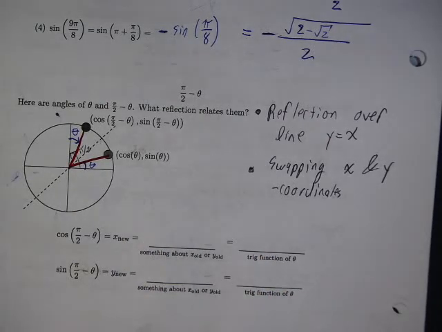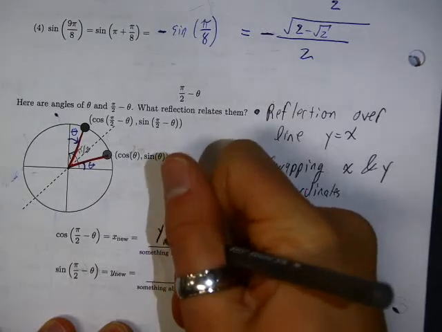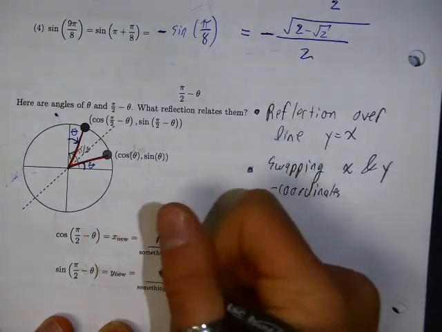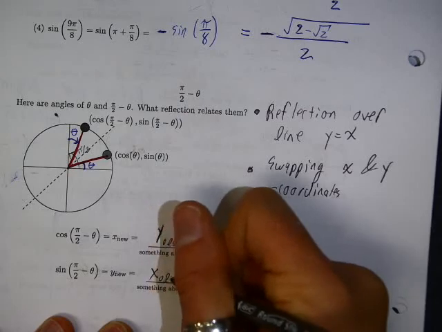Nice. So let's use this rationale to figure everything out. So the cosine of pi over 2 minus theta, that's the new x coordinate. How should the new x coordinate be related to the old x and y coordinate? It should be the old y coordinate because, as you told me, this is just going to swap the x and y coordinates. So the new x coordinate will be the old y coordinate. Similarly, the new y coordinate will be the old x coordinate.